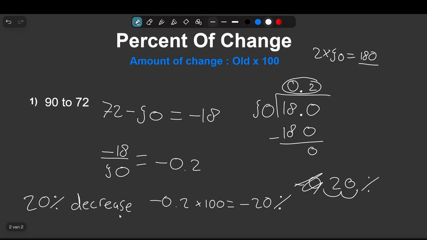And it doesn't really matter if you write negative 20% or 20% decrease. I just personally like to write 20% decrease as my final answer, just to show you guys that it really is a decrease. So this was basically the video, guys. I hope you guys understand how to calculate the percent of change with increase and decrease now.